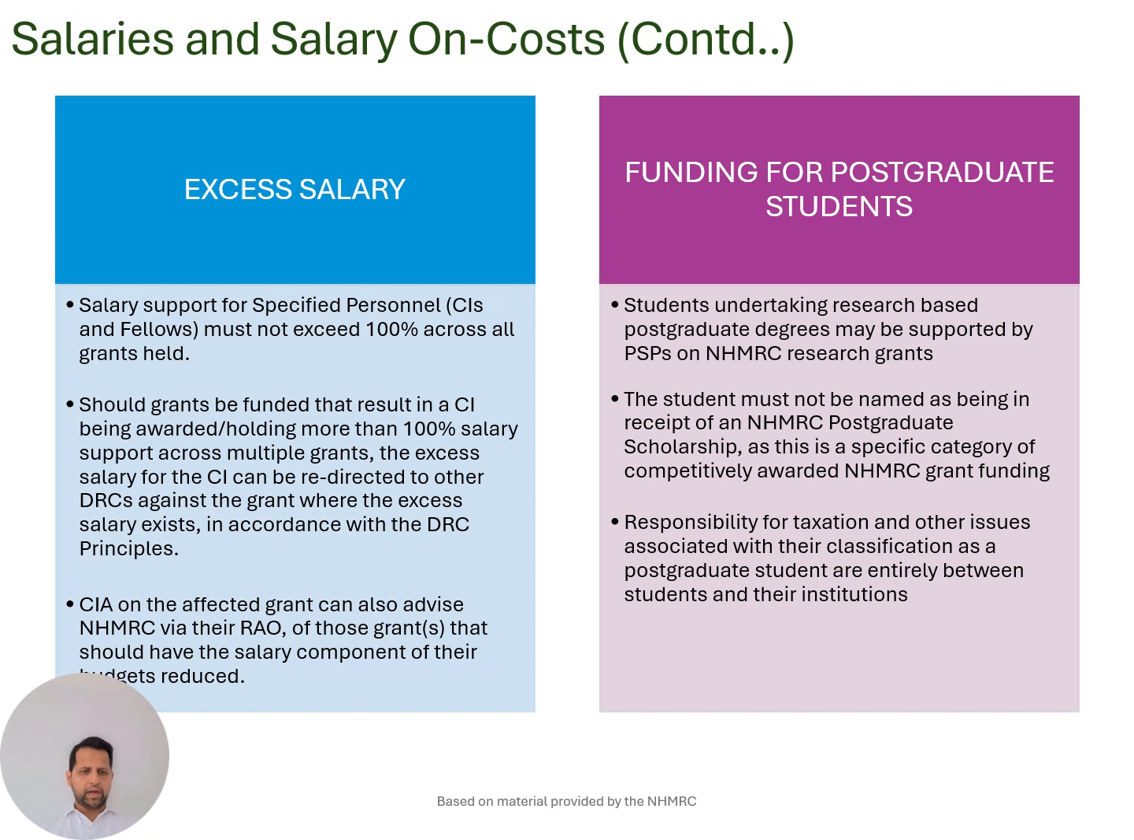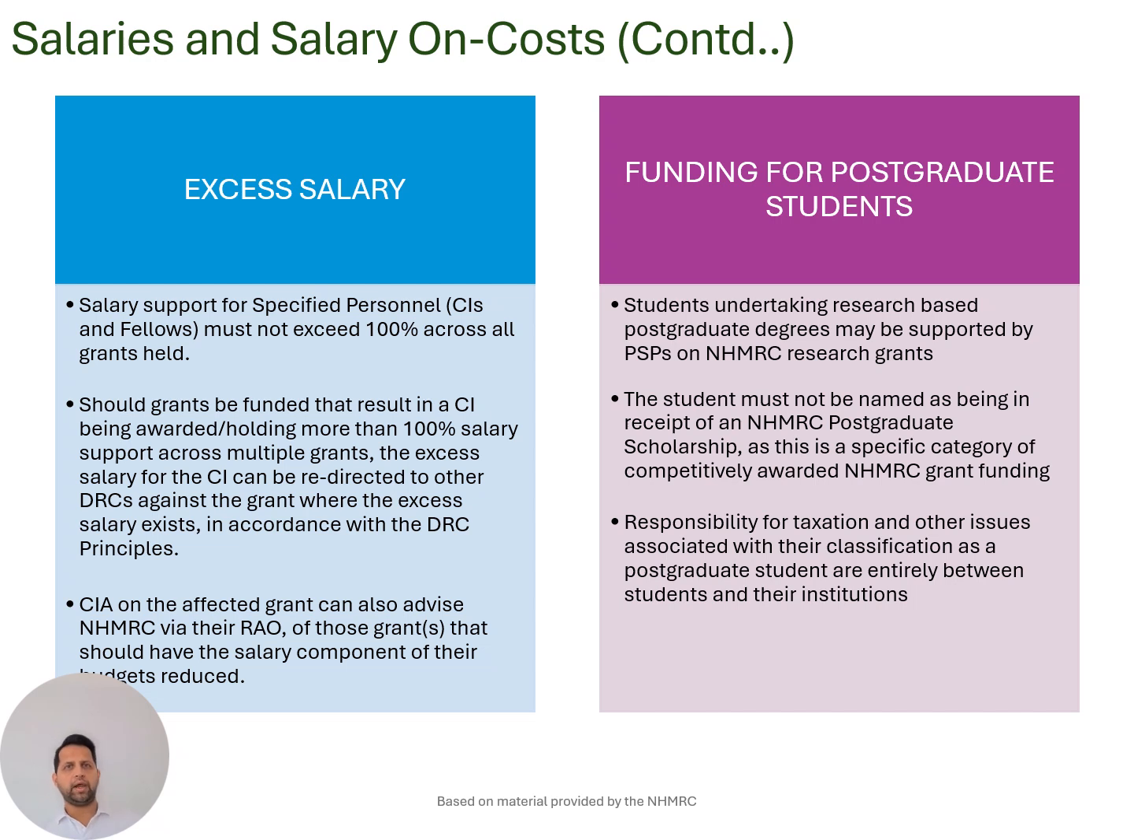Now, excess salary, right? In general, for any specified personnel on the grant, the total salary cannot be more than one FTE, right? So, for example, should a CI on a grant be getting one FTE of salary from your grant, let's say, and then they win another grant with someone else, and they have claimed the salary there as well.